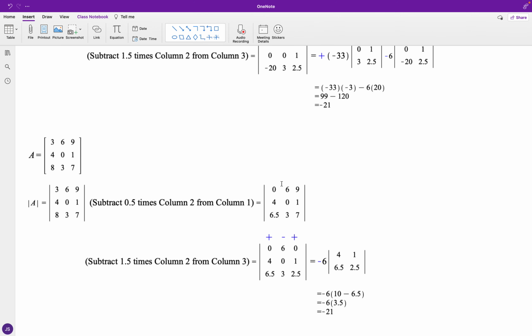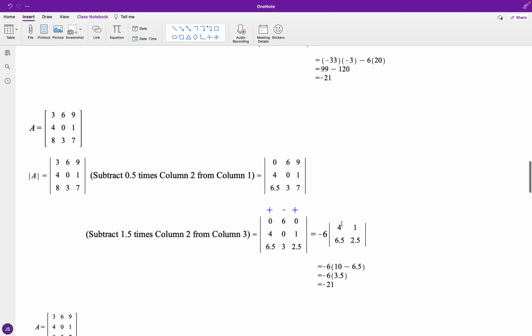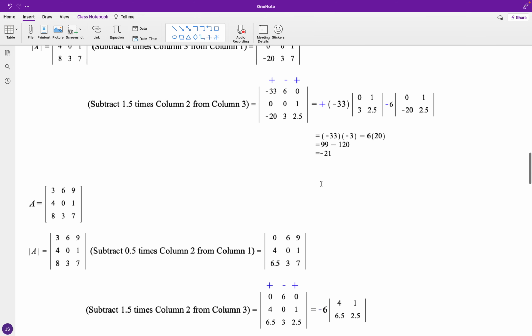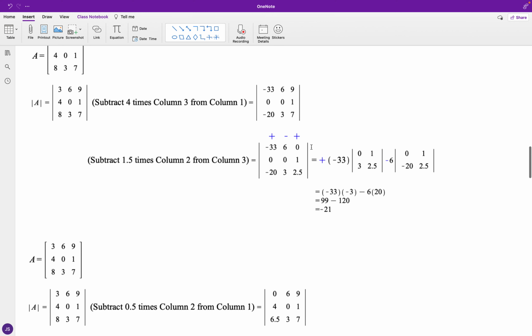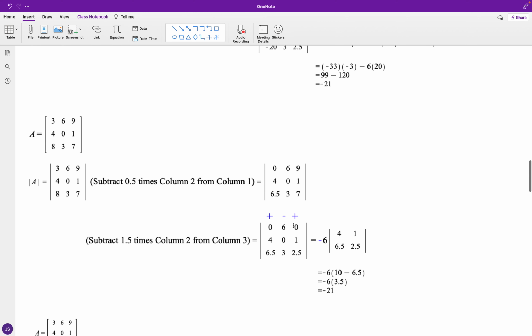Okay, I'm going to have the first column changed over to 0, 4, 6.5. And then looking at subtracting 1.5 times column 2 from column 3, just like what I did earlier. So you're going to have that bit of history repeat. And notice upon doing so, I'm going to have only one number in the top row, and that's going to be 6. So again, after subtracting 1.5 times column 2 from column 3, you got 9 minus 9, 1 minus 0, 7 minus 9 halves, still at 2.5.